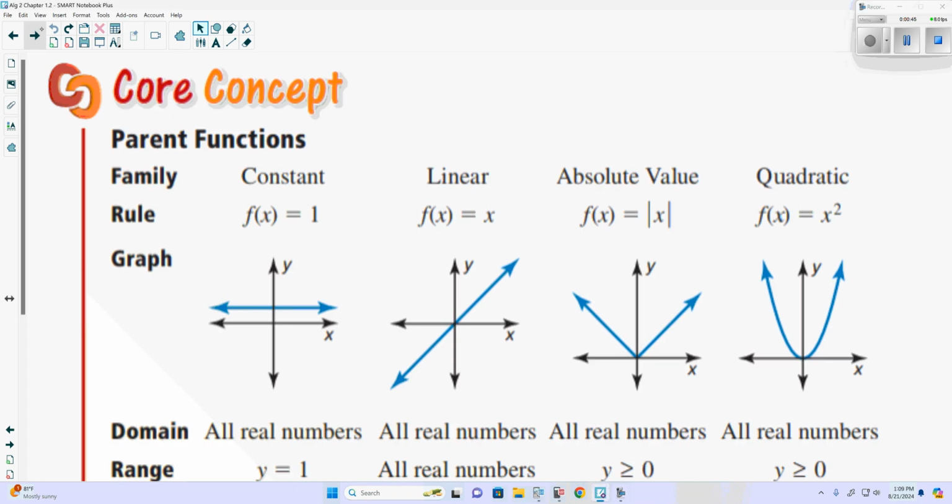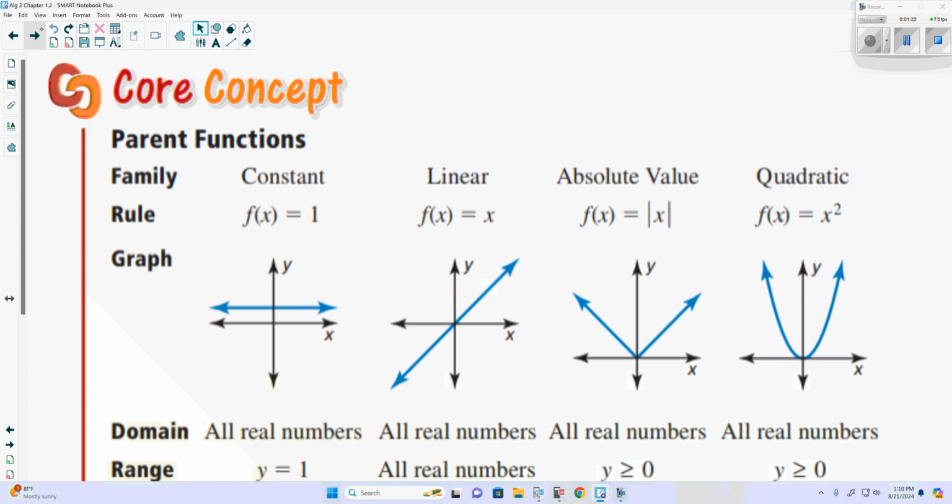Now, what we're covering today is parent functions. We're going over parent functions. Now, parent functions are the most basic version of each of the different types of functions that we have. Now, we have four here. We have the constant function, whose parent function is f of x equals 1. So any flat line that you've seen up to this point is a part of the constant functions. It's just a constant function, flat line.